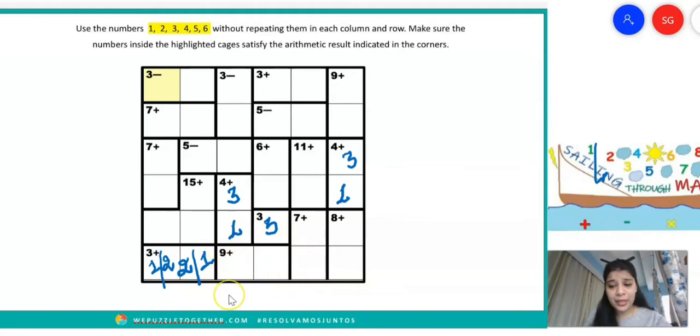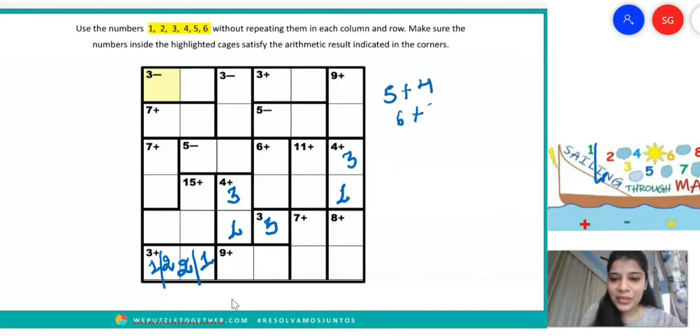What are the two numbers between 1 to 6 which are going to give their summation as 9? The possible two numbers are 5 plus 4 or 6 plus 3. Now see, why I cannot take the second combination.